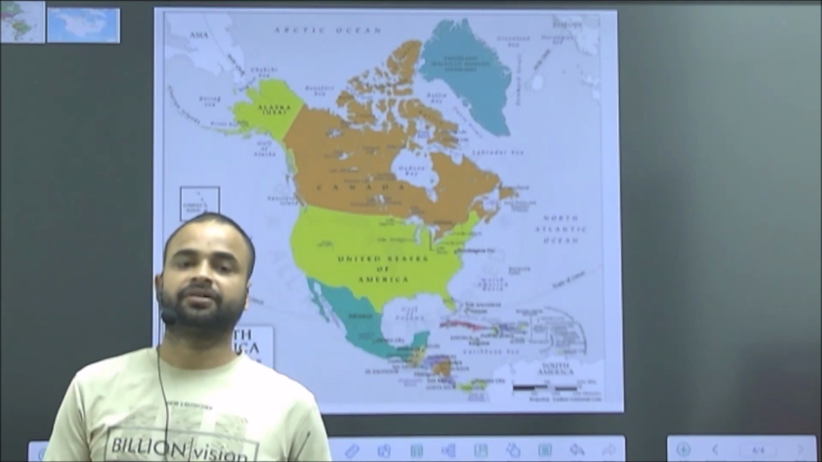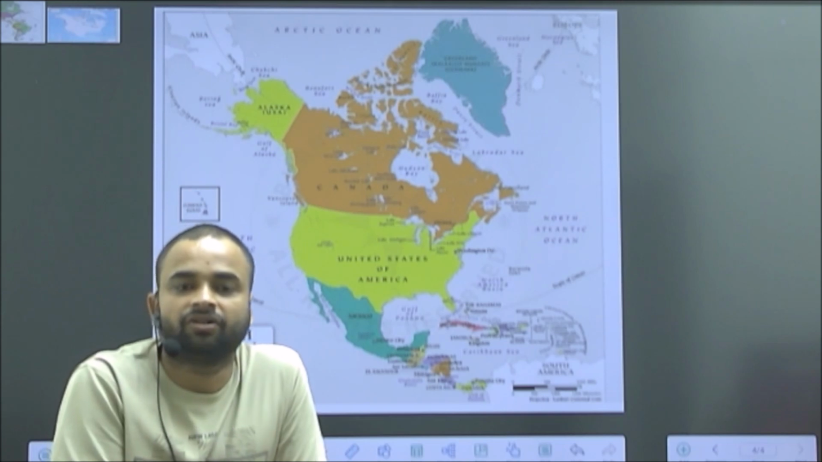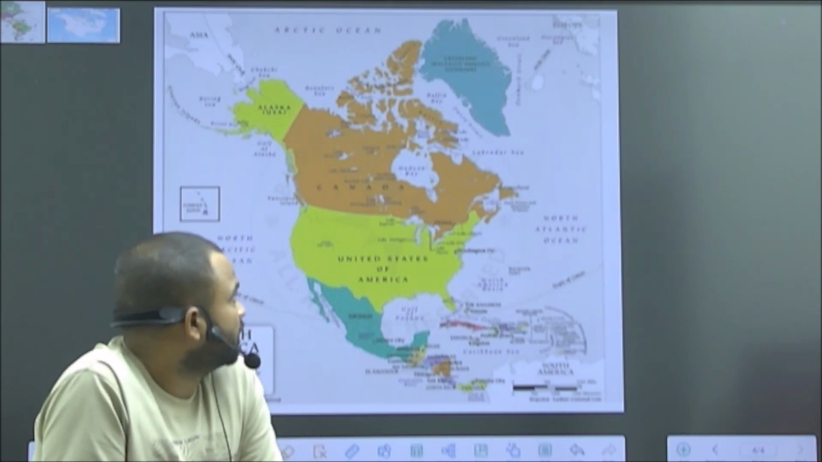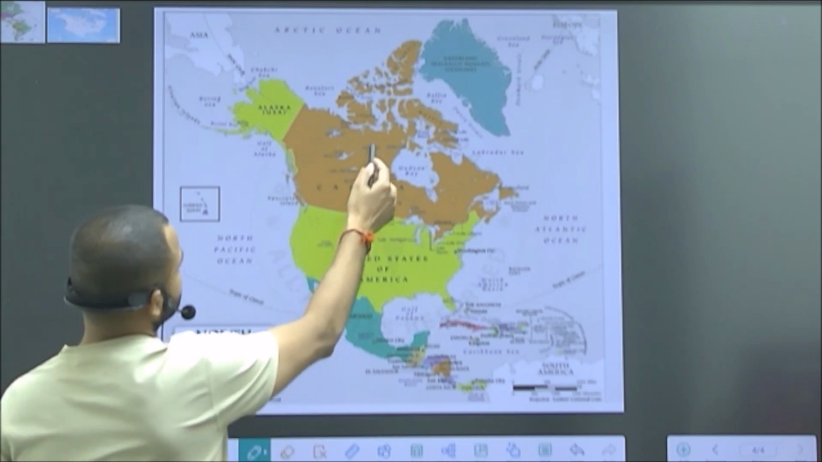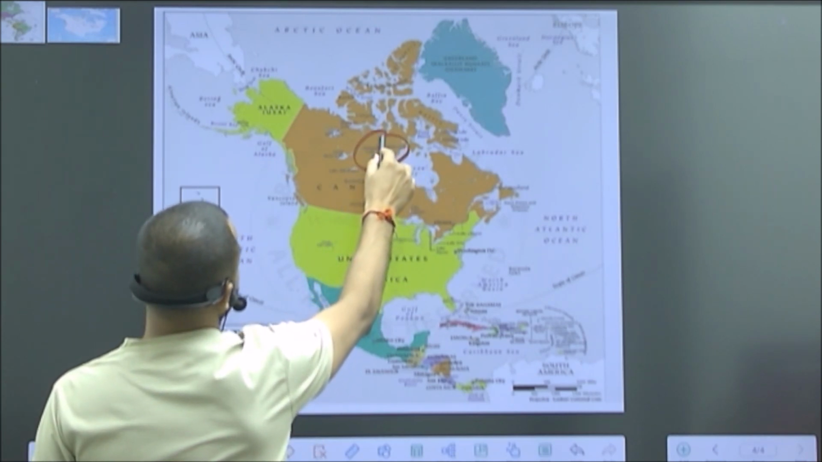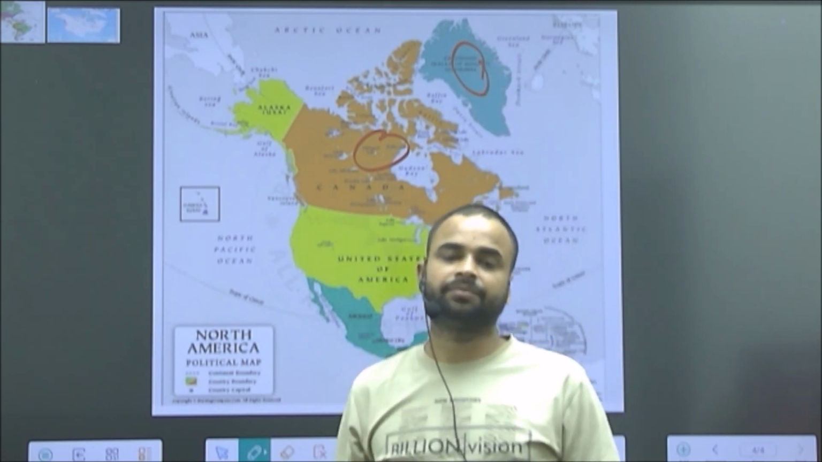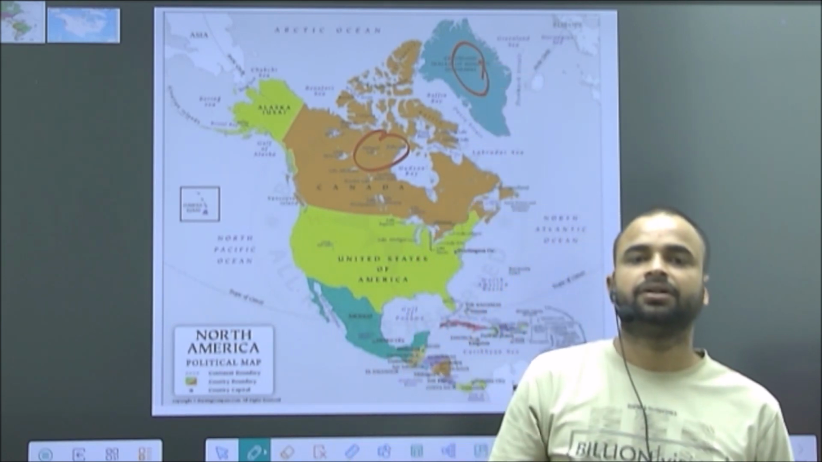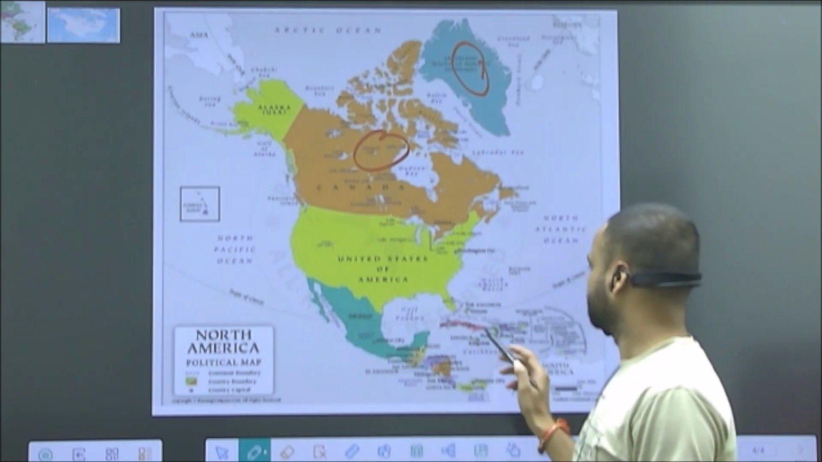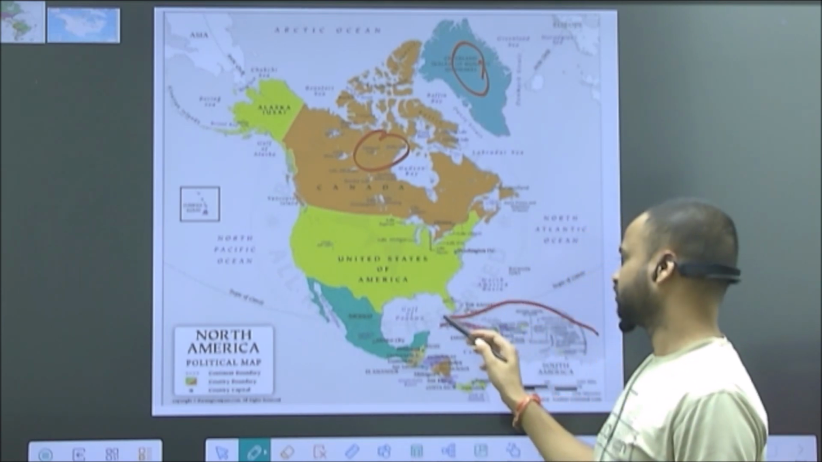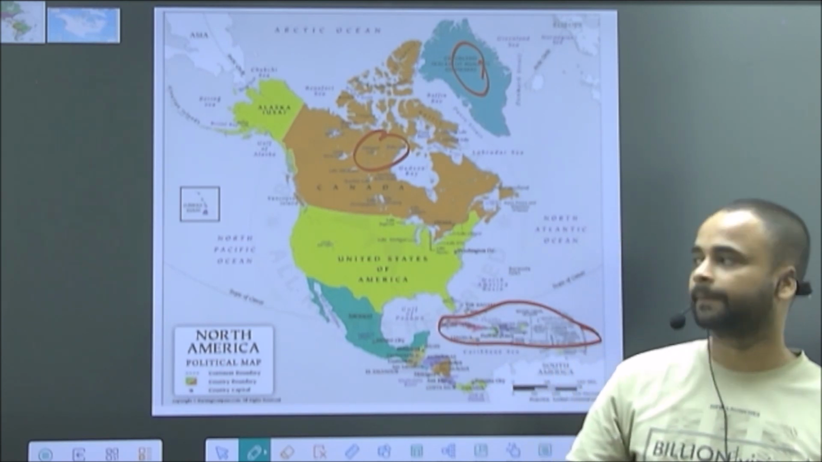These are the countries that comprise North America. So it is Canada, it is Greenland. Greenland is basically part of North America, but it is dominated by Denmark. I have also discussed the Caribbean countries, which are part of North America.